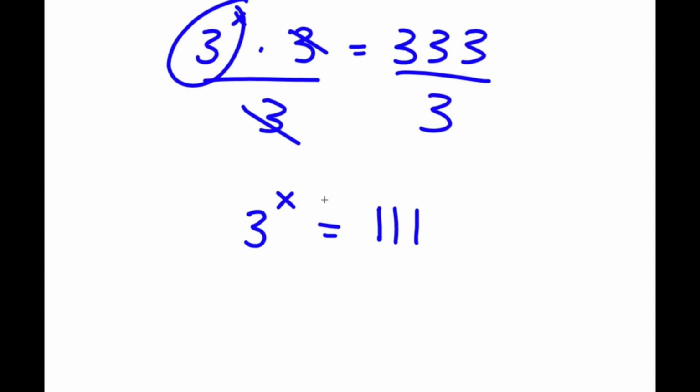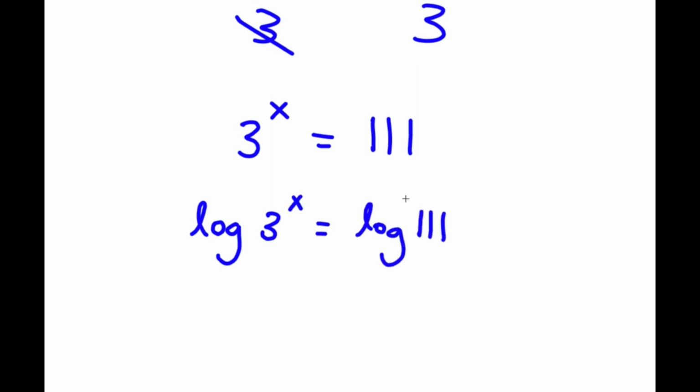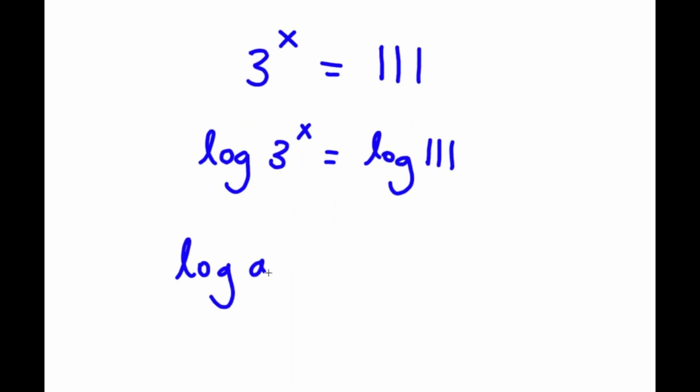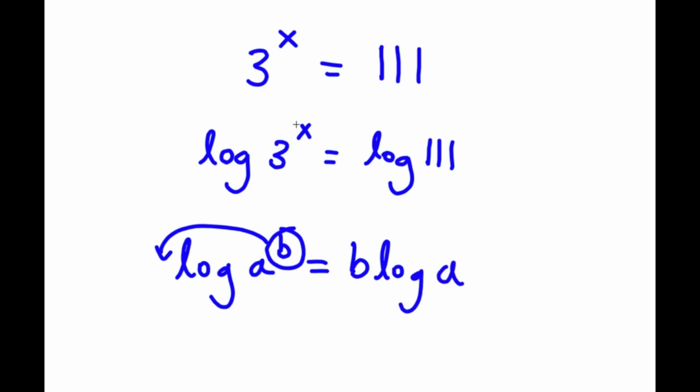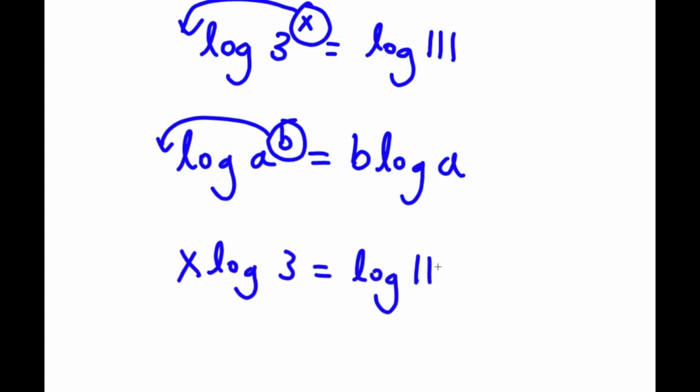So to solve this, what I'm going to do is take the log on both sides. So now I have log 3 to the power of x is equal to log 111. Now, if I have something in the form log a to the power of b, I can actually move this exponent b to the front. So this is going to equal b times log a. So for log 3 to the power of x, I can move x to the front. So now that would lead to me having x times log 3 is equal to log 111.